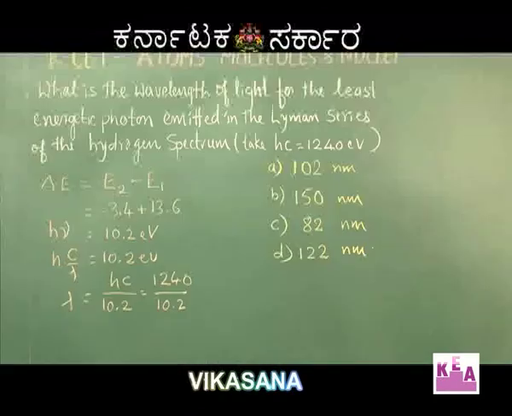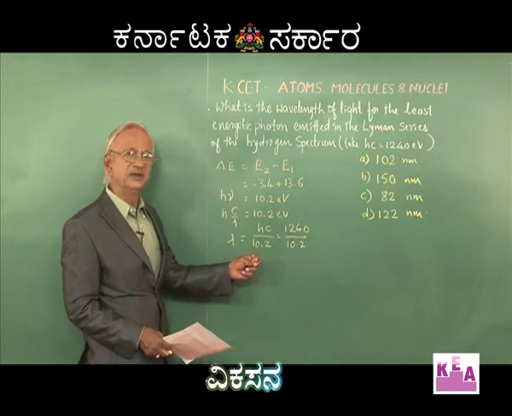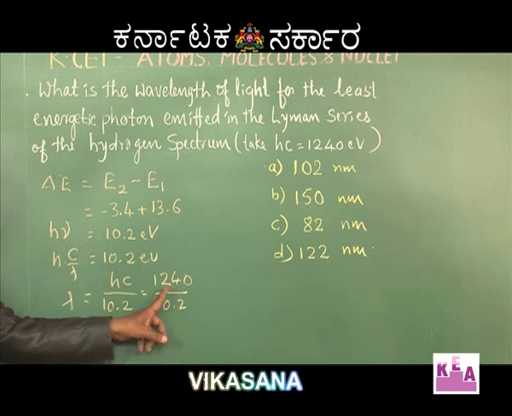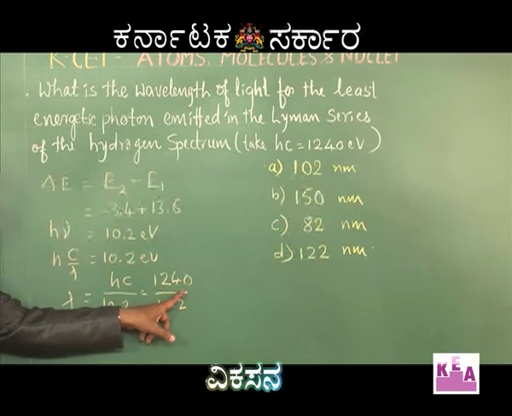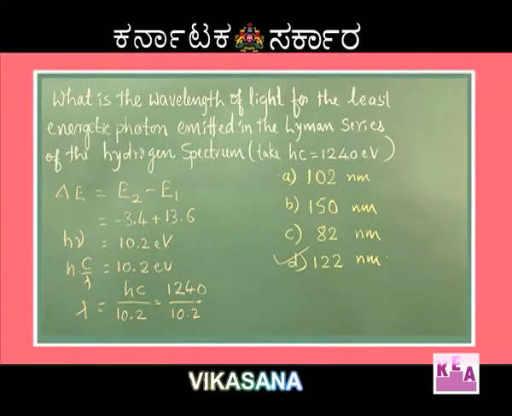Now, one more point I would like to emphasize here. The moment you get this, you start calculating, you think of working out, but please make use of some simple approximations. Suppose I ignore this 2, then what it would become? 1240 by 10, then the answer would have been 124. And because of this 0.2, there may be slight reduction in the value. So, now you go to the options. The nearest option is the D, that is 122 nanometer. So, the correct answer is D. You have to write 122 nanometer.